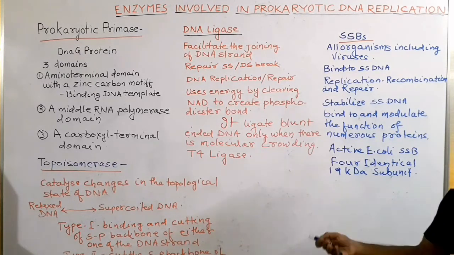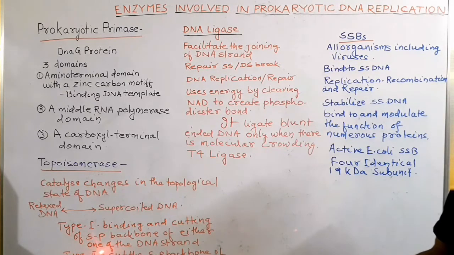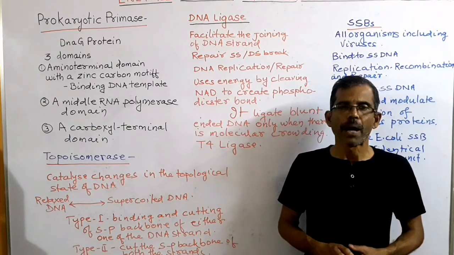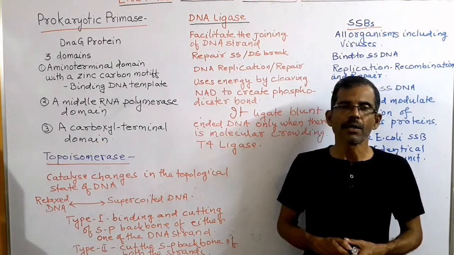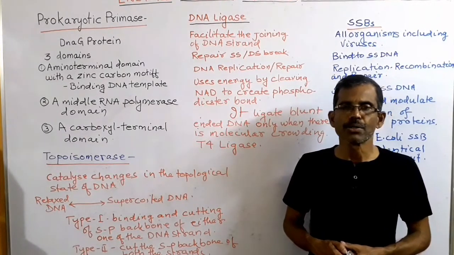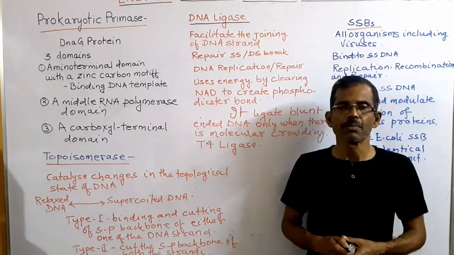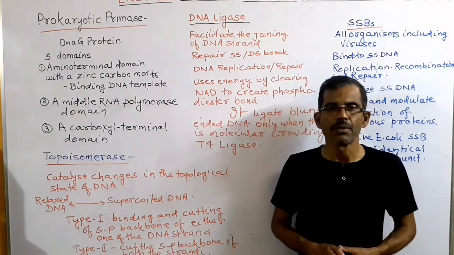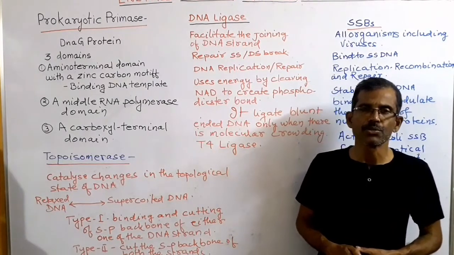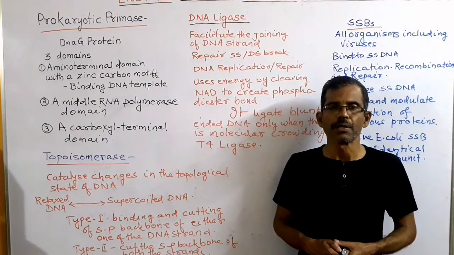There are two types of topoisomerase, type 1 topoisomerase and type 2 topoisomerase. Type 1 topoisomerase binds and cuts either one of the DNA strands, whereas type 2 topoisomerase binds and cuts both the strands of a double-stranded DNA molecule. The main function of DNA topoisomerase is to relieve the topological stress through negative supercoiling.